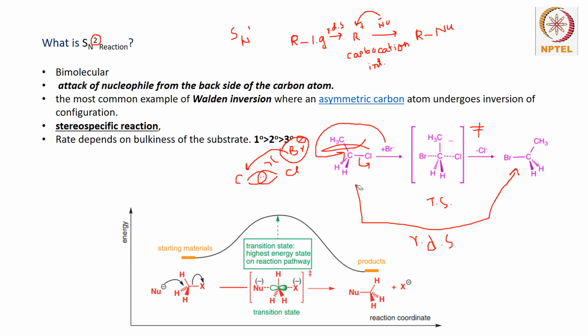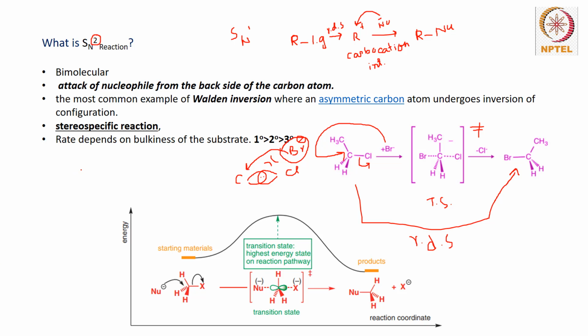So what we will know is that if it is SN2, there will always be a backside attack, and due to this backside attack, there is an inversion of configuration. That is called Walden inversion. What is it? If it is an asymmetric carbon, what is an asymmetric carbon? We know that carbon can form 4 bonds. If it is forming 4 bonds with 4 different atoms or groups, then that carbon is called an asymmetric carbon or chiral carbon.